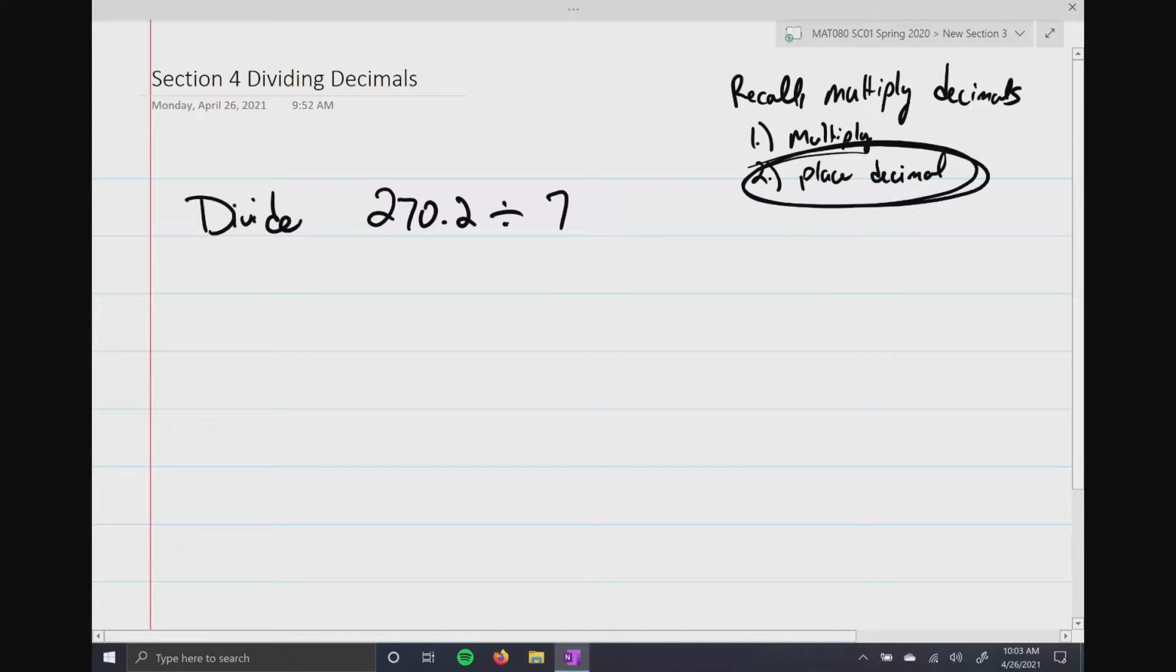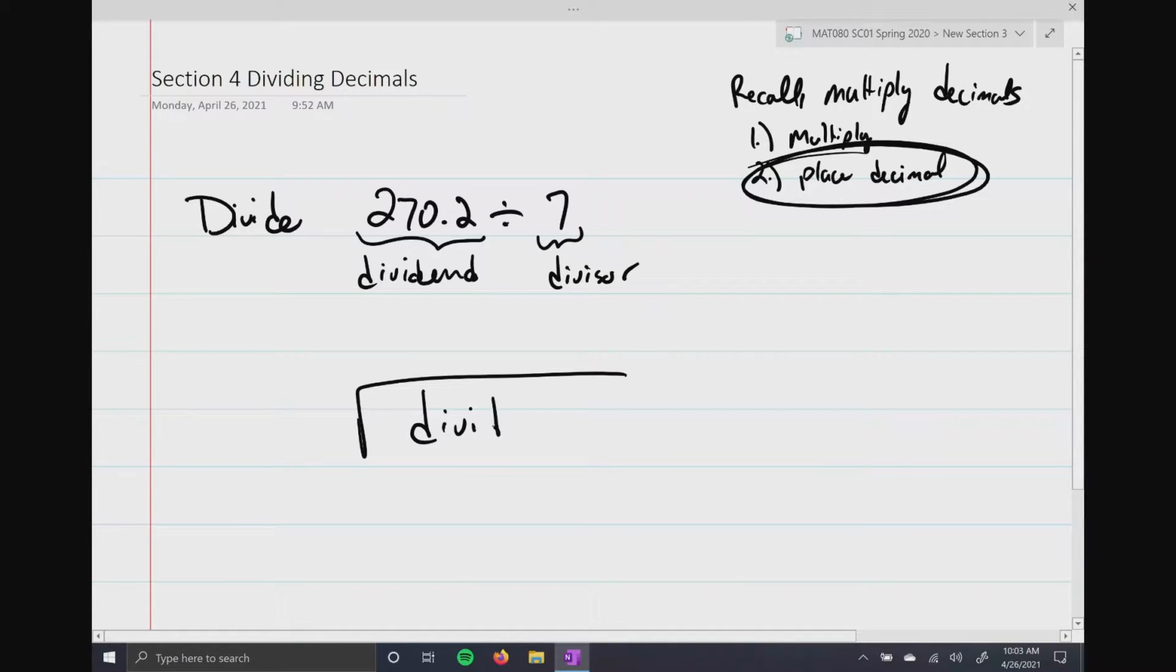So here's what we're looking at. I'm going to go over some words. This is just a review. The first number, remember, is called the dividend. The second number is called your divisor. To set it up, your dividend goes inside long division. Your divisor goes on the outside.